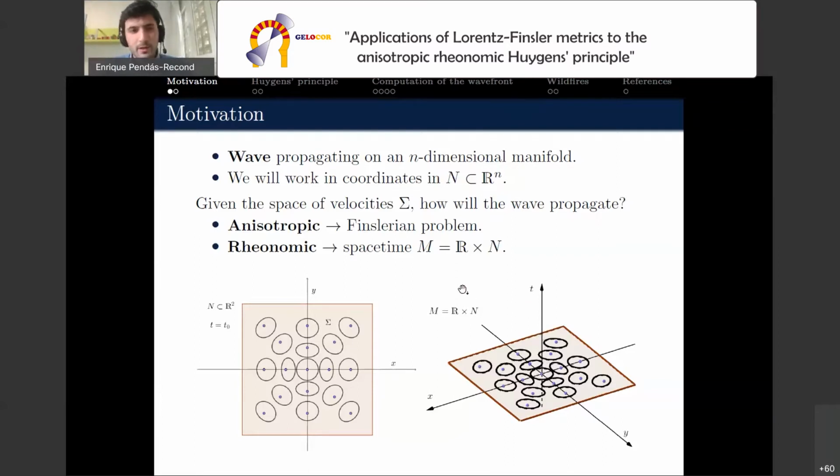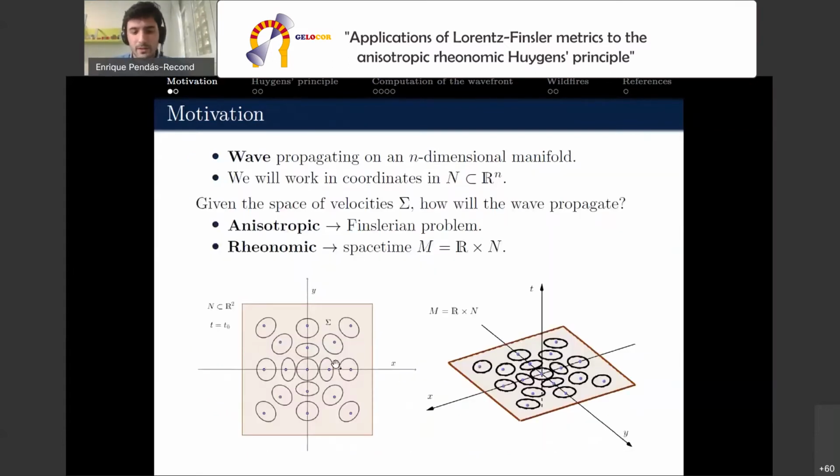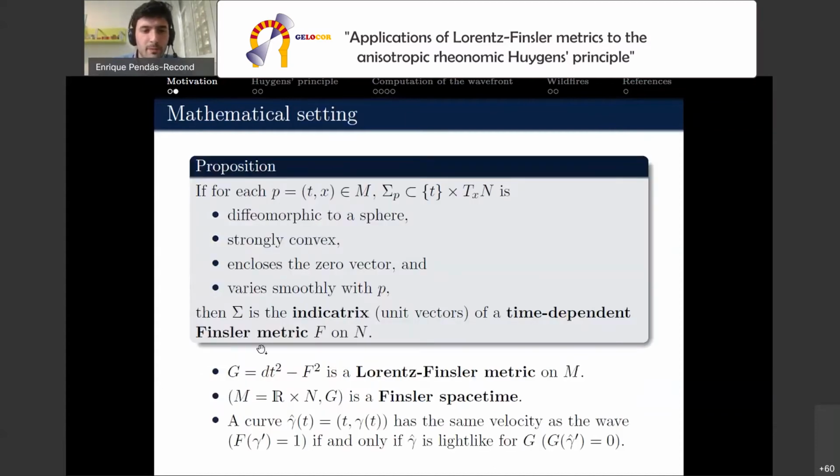Now, given this situation, this is the first result we have to take into account. If for each point of the space-time, this closed curve, which is included in the tangent space to N for a fixed time, is diffeomorphic to a sphere, strongly convex, encloses the zero vector, and varies smoothly, then sigma is the indicatrix of a time-dependent Finsler metric on N. So under very reasonable conditions when dealing with waves, for example, this case satisfies all of these conditions, the velocities of the wave are given by a Finsler metric.